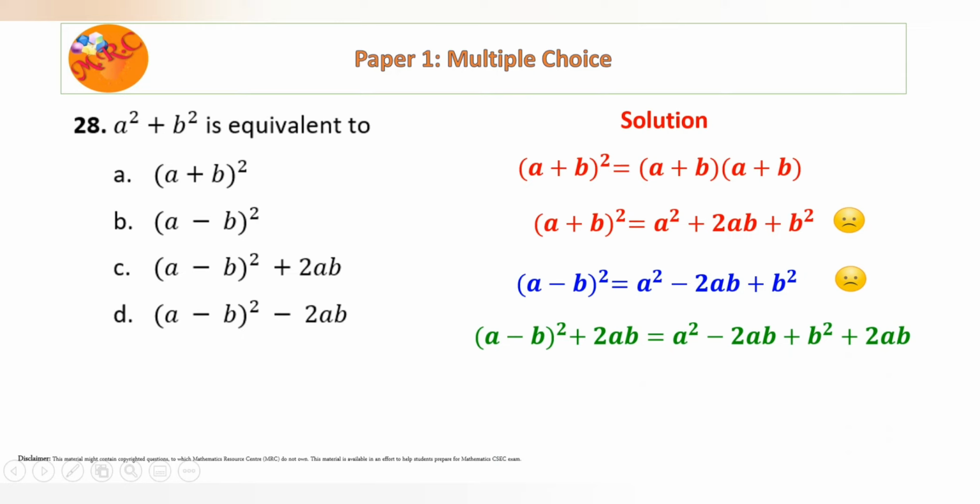Now looking at this, I notice that I have a minus 2ab here and a plus 2ab here. I can cancel those, right? And I'm left with a squared plus b squared, which is definitely what we have here. So we know that our answer is C.